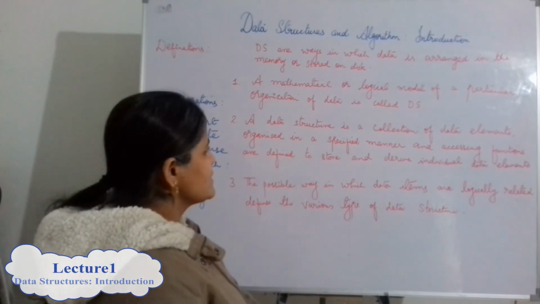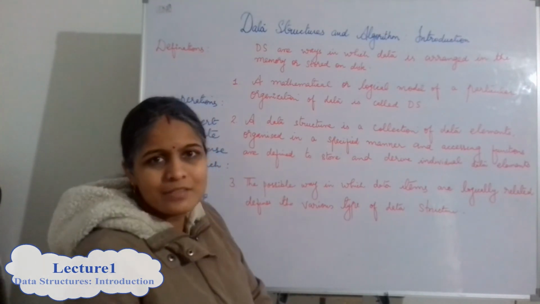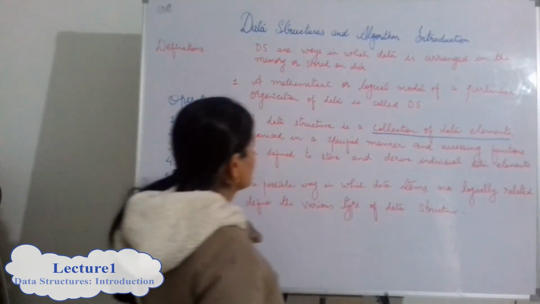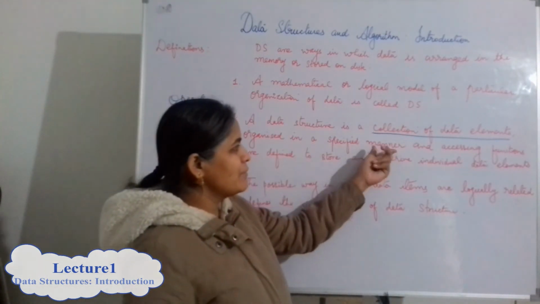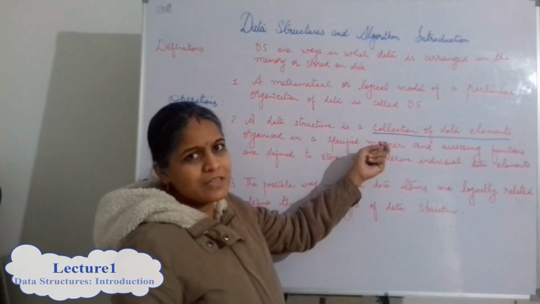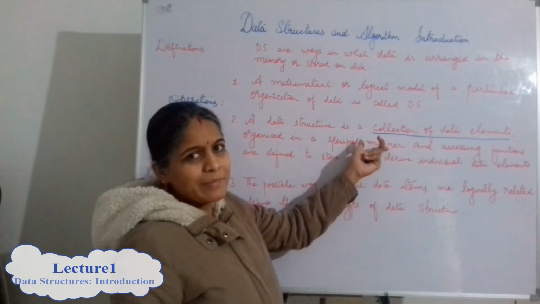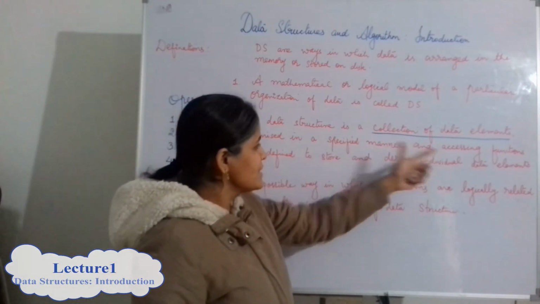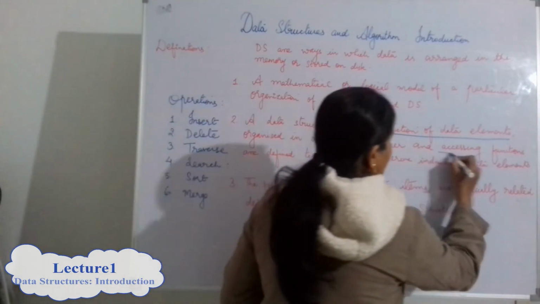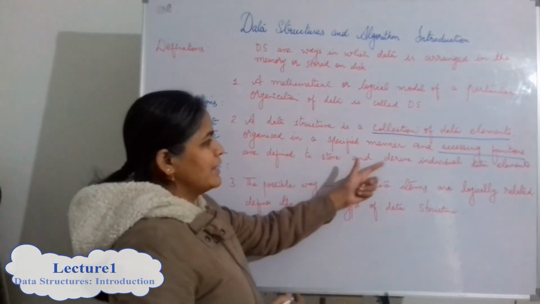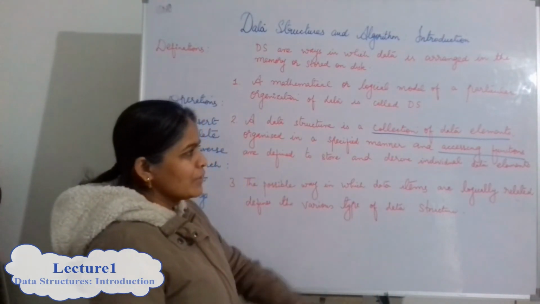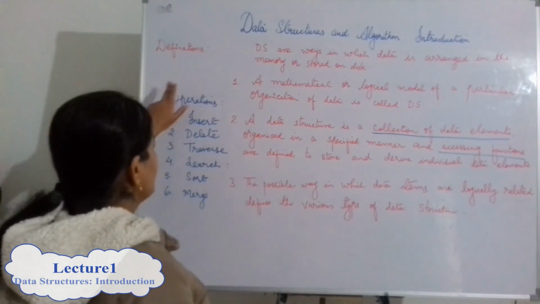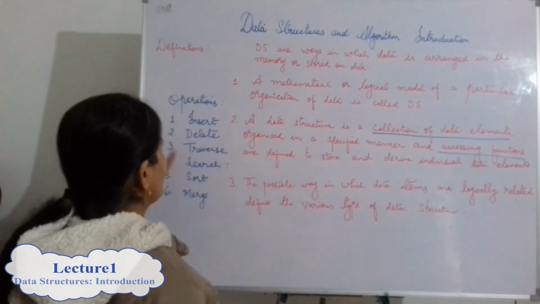Next, a data structure is a collection of data elements. We have already seen that data structure is collection of data elements organized in a specified manner. Each and every data structure is organized in a specific way in the memory. Okay, that we have also seen. And accessing functions are defined to store and derive individual data element. What are these accessing functions? See, these are the operations which can be performed on data structures.